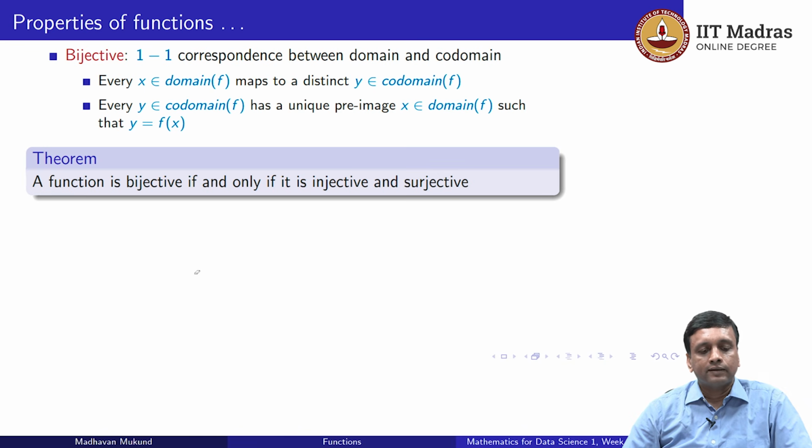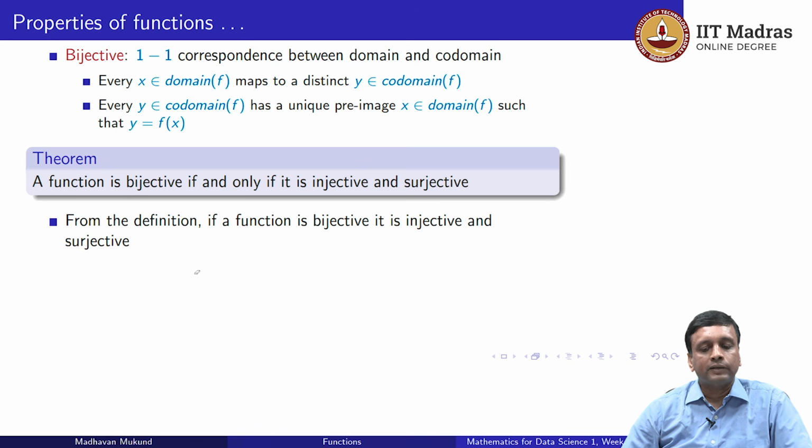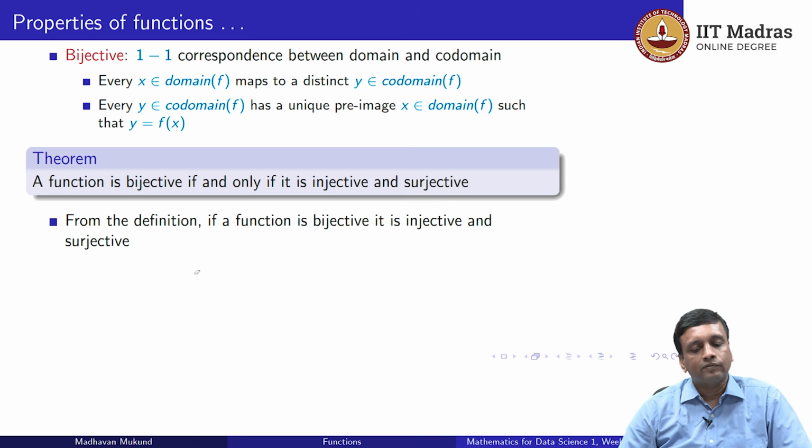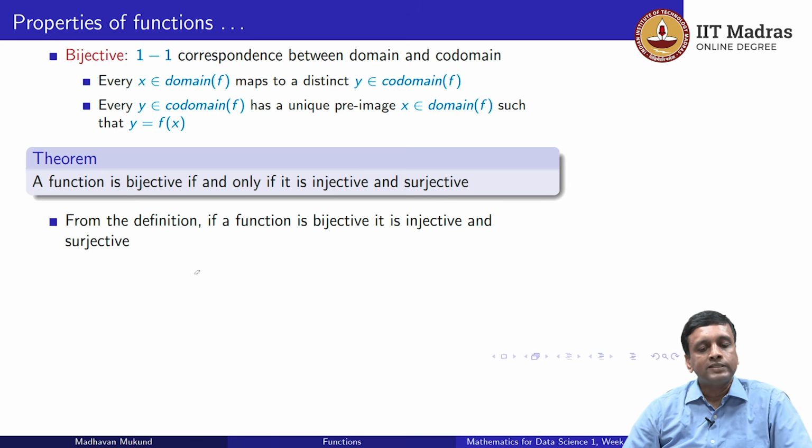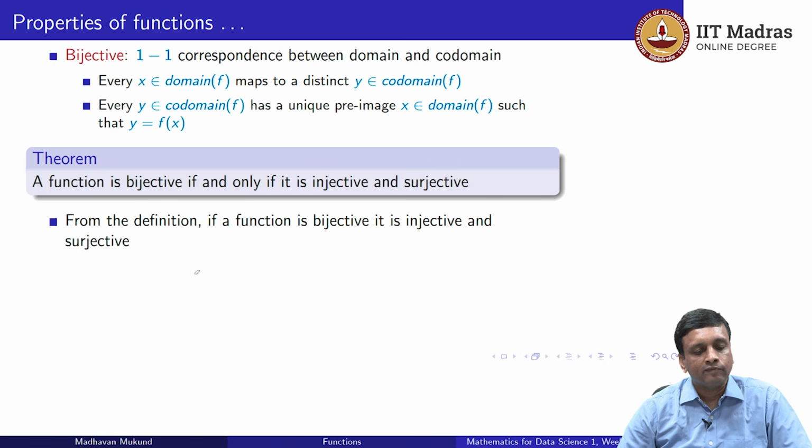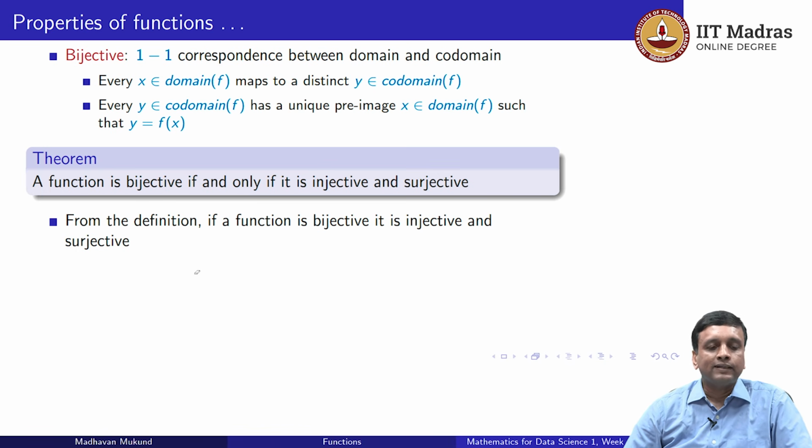Actually, this is a theorem that a function is bijective if and only if it is both injective and surjective. Now this may look obvious, but actually only one direction is obvious. From the definition, we can see that if a function is bijective, it must be injective because every x maps to a distinct y, so no two x's will map to the same y. It is also surjective because every y in the codomain has a unique pre-image. So the fact that a bijection implies injectivity and surjectivity is part of the definition. The other way requires a small argument.